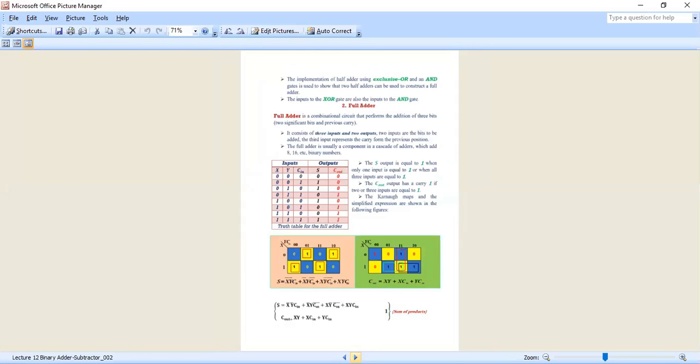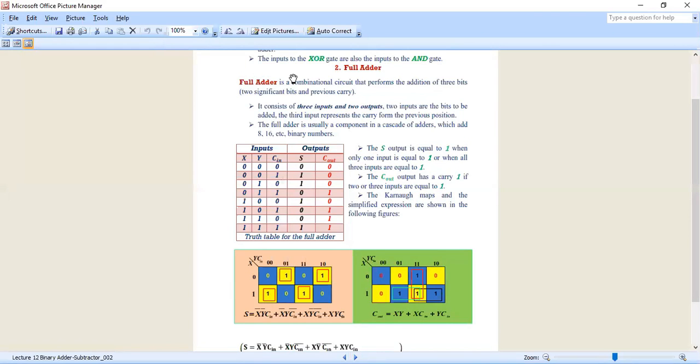So the next one is full adder. Full adder is a combinational circuit that performs the addition of 3 bits. How many inputs does it consist of? 3 inputs and 2 outputs.